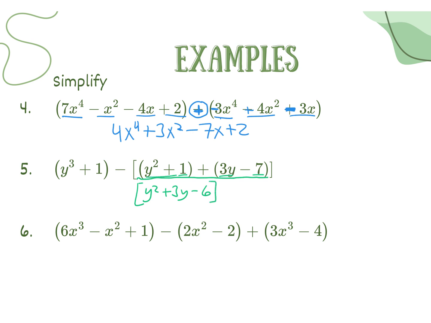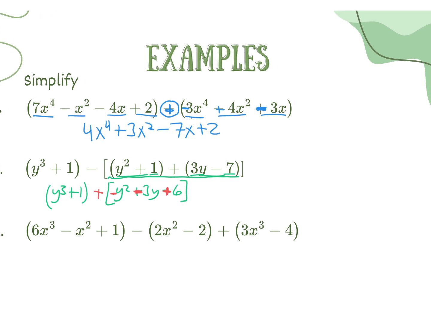All I did was combine this binomial with this binomial. All right, and then I'm going to bring down whatever else was left over. So y to the third plus 1 minus. And then now it looks kind of like what we were doing before. I can change that minus to a plus, change that positive to a negative, another positive to a negative, and then a negative to a positive. And then we can combine like terms.